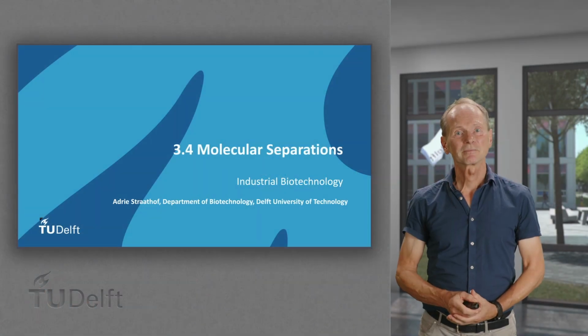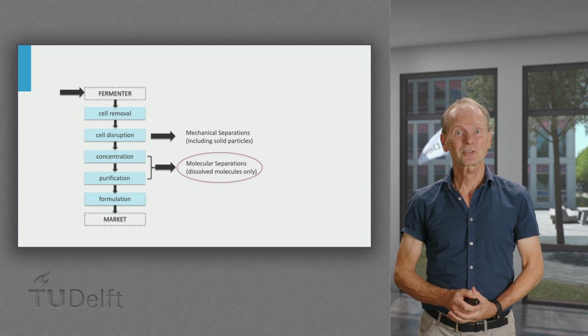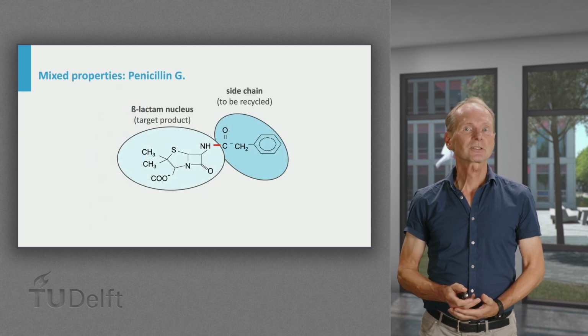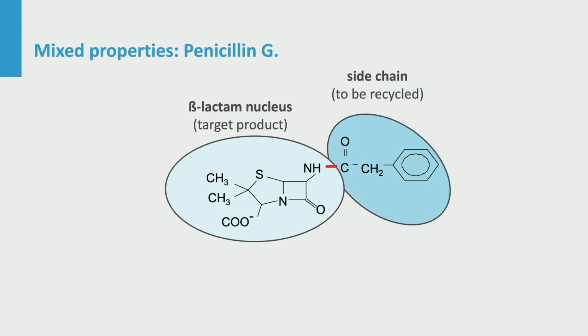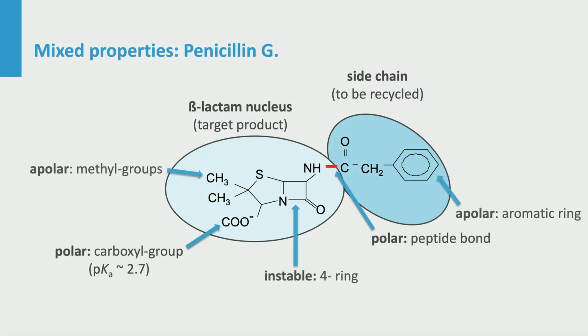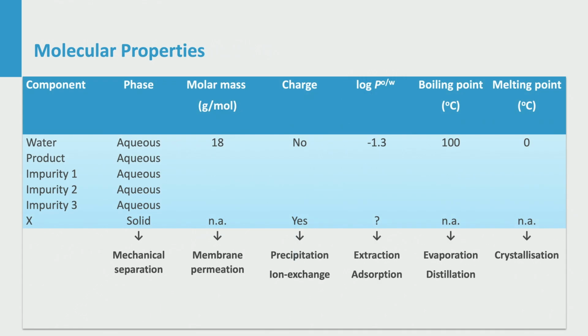Welcome to this lecture. It is on molecular separations. Biotech products often have a mixed set of properties. Like in the example shown, there may be polar and non-polar groups and negative or positive charges depending on the pH. Besides, the molecule may be unstable. Often, it's not easy to find the physical properties and stability data. However, we need a table like this one to determine how molecules in a broth can be separated.